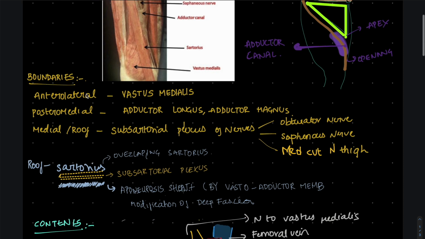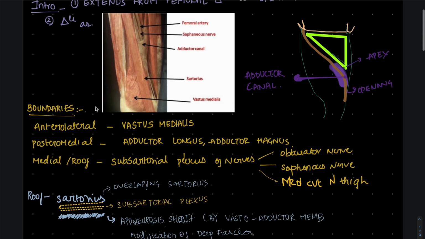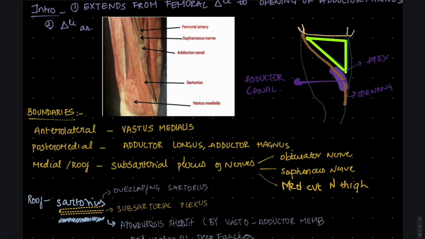And now we are going to talk about the boundaries. The anterolateral boundary is formed by the vastus medialis. See here in this picture, this is the anterolateral boundary. It is present anteriorly, as we know the anterior direction, and backward is the posterior view. So here in the anterior view, this is the lateral side and this is the medial side. Anterolaterally we have vastus medialis, and posteromedially, adductor longus and adductor magnus are present.